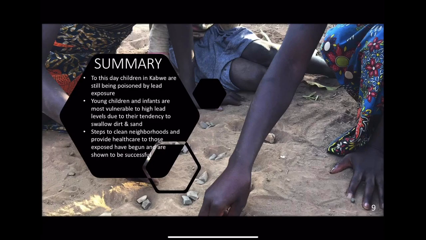Summary. To this day, children are still being exposed to lead, and they will continue to be exposed unless there is a comprehensive cleanup done. These graphs have shown that children are more susceptible to lead poisoning due to their risk factors such as playing in the soil, accidentally inhaling particles, or consuming the lead particles in the soil. The good thing is that steps to clean the towns have already begun, and children as well as adults who need health care are slowly gaining more access to it.